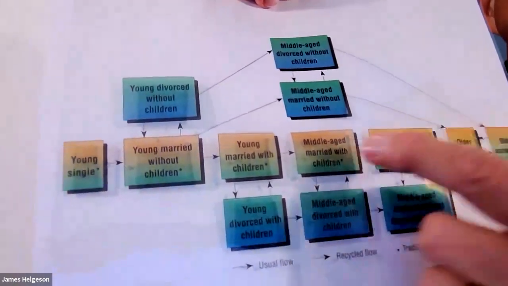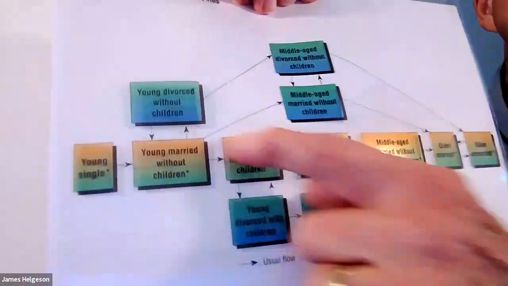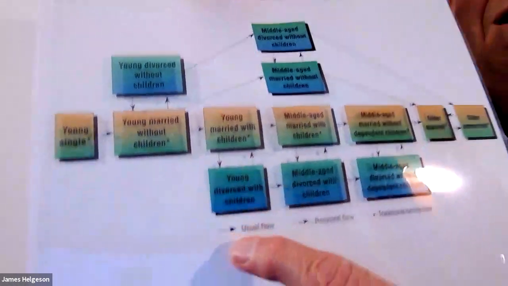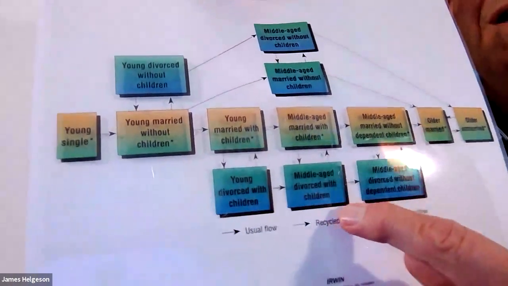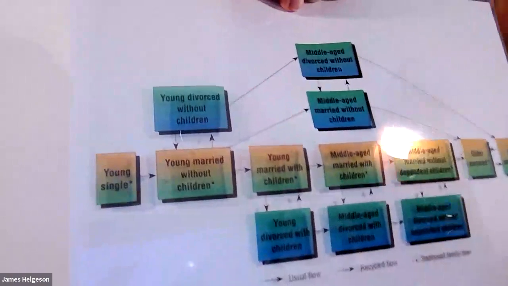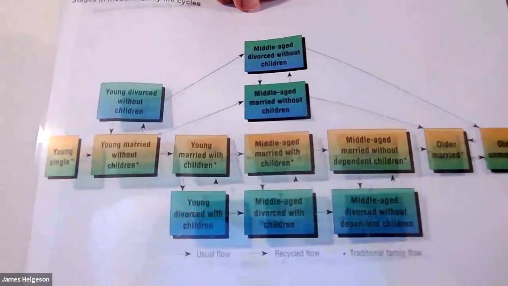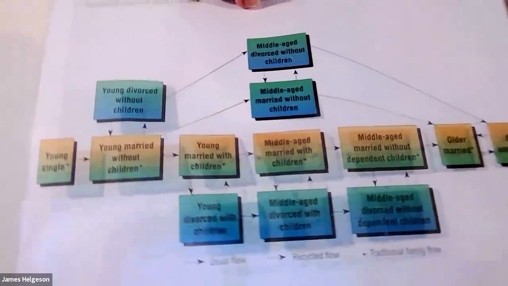Well, here's the new and improved family life cycle. That's all this stuff up here. Young divorced without children, middle-aged divorced, divorced. Down here we got young divorced with children, middle-aged divorced, divorced. Added that in recent history because of the prevalence of divorce.